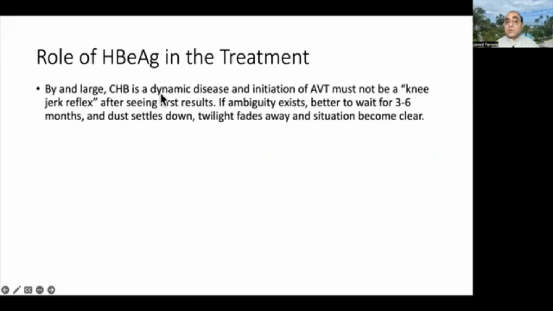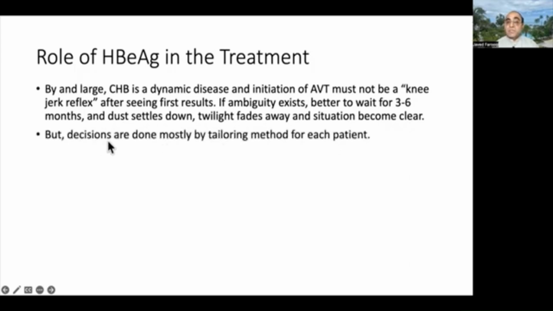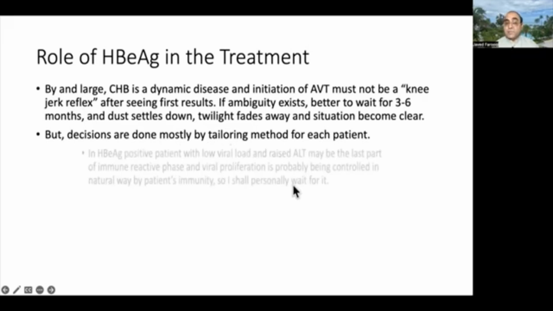By and large, chronic hepatitis B is a dynamic disease. Initiation of antiviral treatment must not be a knee-jerk reflex after seeing the first results. If ambiguity exists, it is better to wait for 3 to 6 months until the dust settles, the twilight fades away, and the situation becomes clear. But decisions are mostly made by a tailoring method for each patient.